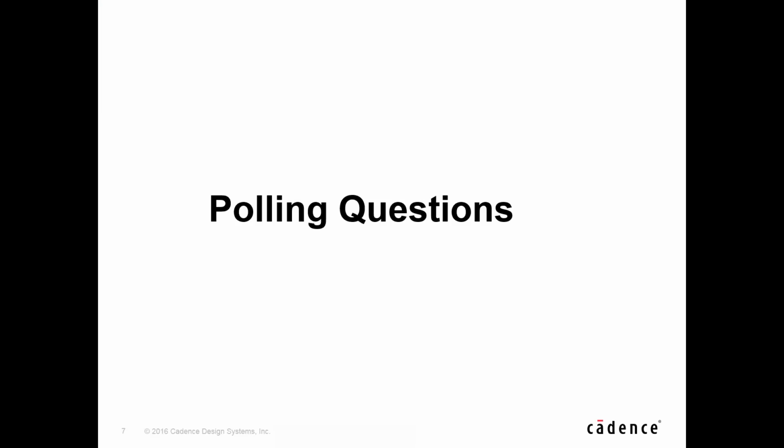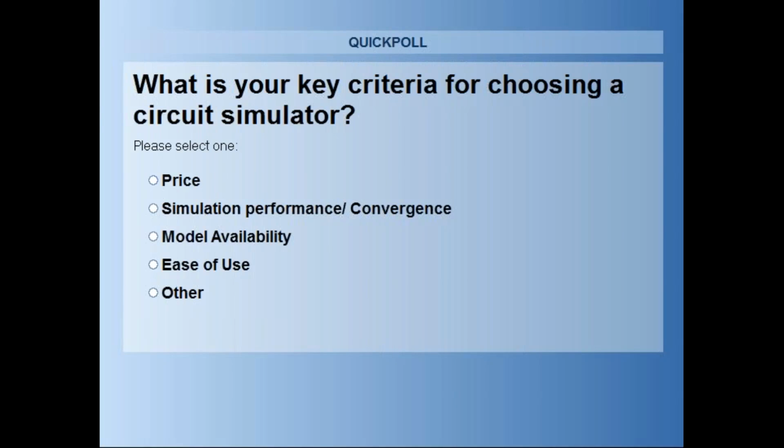The last polling question before I hand it over to John is, what is your key criteria for choosing a circuit simulator? Is it price? Is it simulation performance or convergence? Is it the availability of the models? Or is it ease of use? And maybe there's something other, so feel free to file other. But it looks like most of you are looking for simulation performance, convergence, and model availability. So that's good feedback. That's excellent.